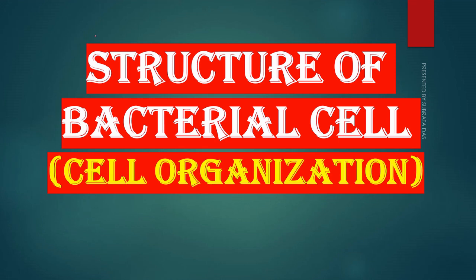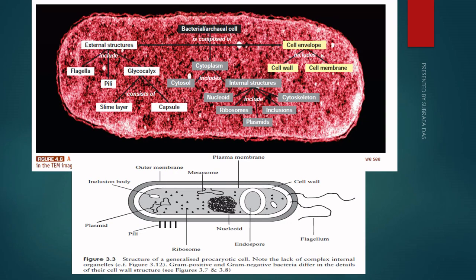Next concept is the structure of the bacterial cell, under cell organization. So what is the bacterial cell structure? Now let's move on to it. A bacterial cell is composed of mainly three components. The first is the cytoplasm, that is inside the bacterial cell. Here you can see this is the inside of the bacterial cell, the whole is a cytoplasm.